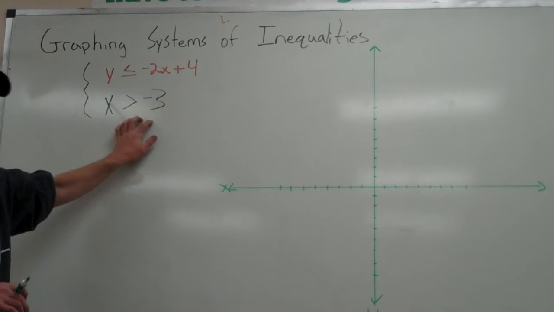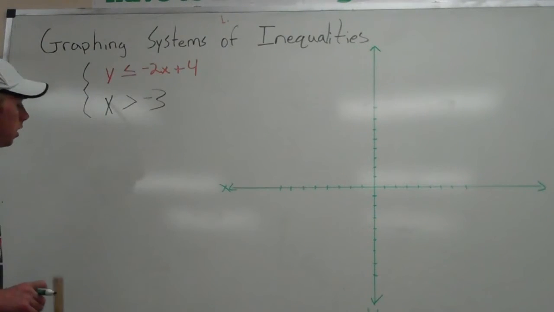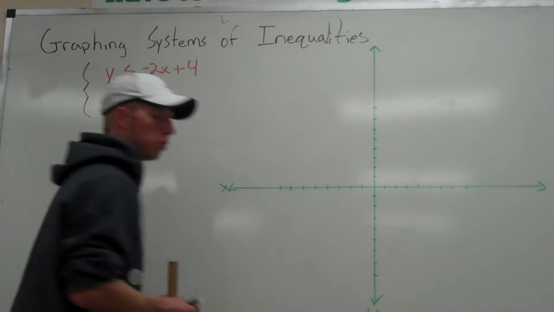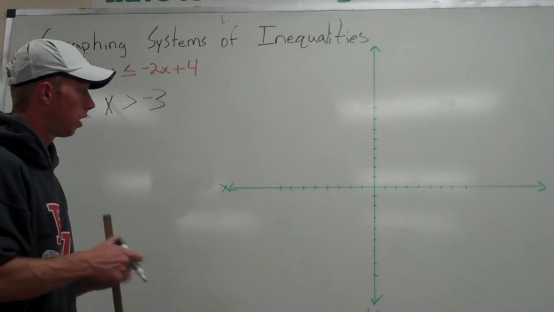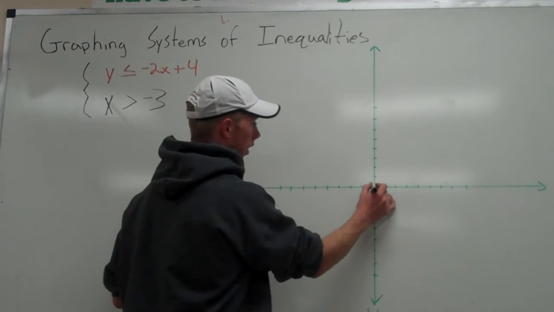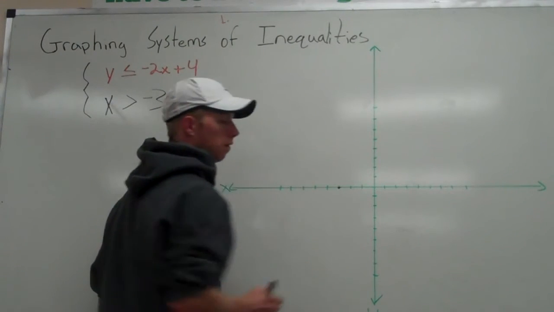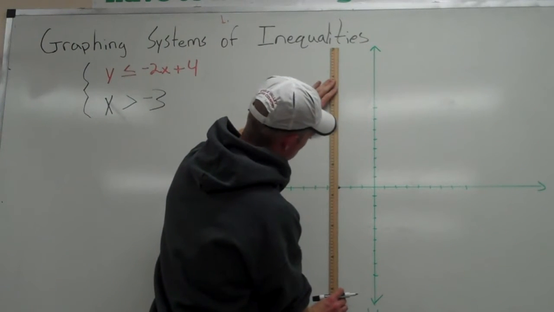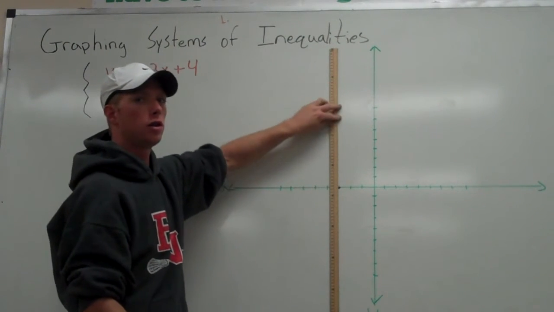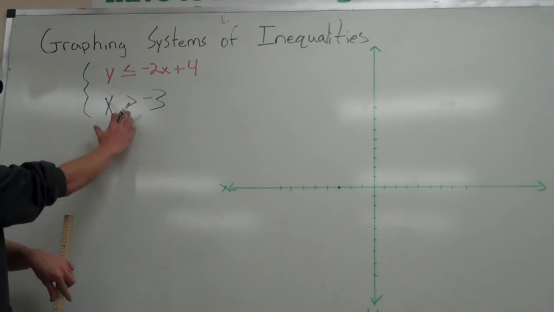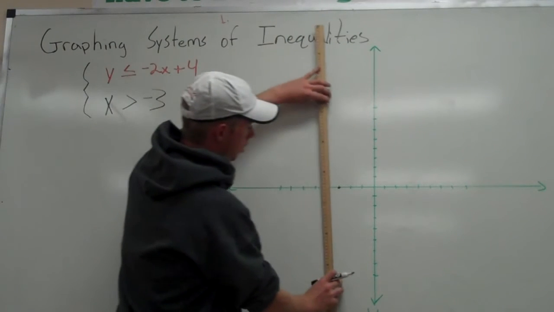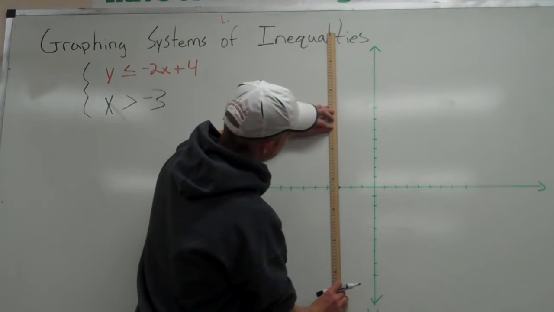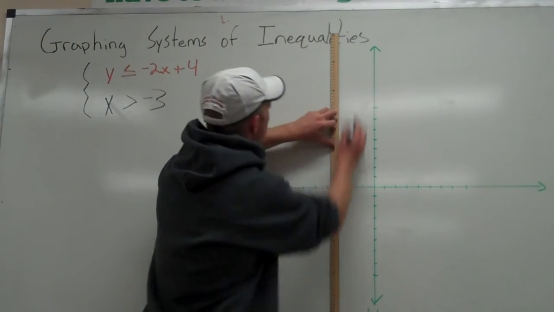So because this is actually really quite easy to graph, I'm going to take my black marker and come over to where x equals negative 3 on my graph, and put a point right here. And then I'm just going to draw a vertical line right through. And I know it should be a dashed line because it is just greater than, and it does not include the set of points that is on the line.